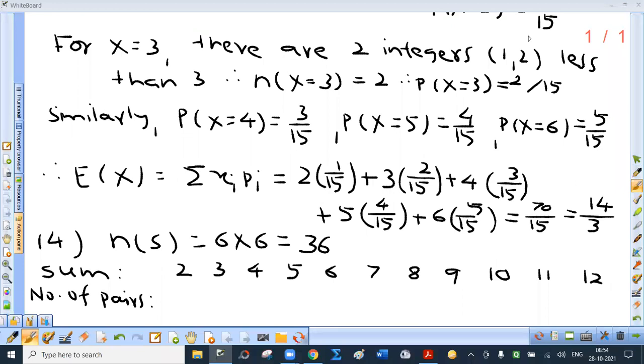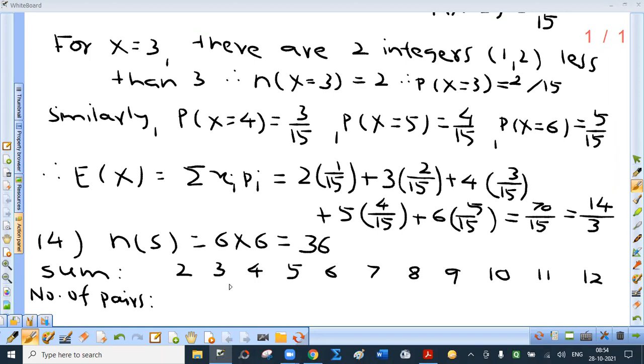Sum number 14. Let X denote the sum of the numbers obtained when two fair dice are rolled. Find the standard deviation of X. Now when two dice are thrown, what is n(S)? 6 into 6, that is 36.